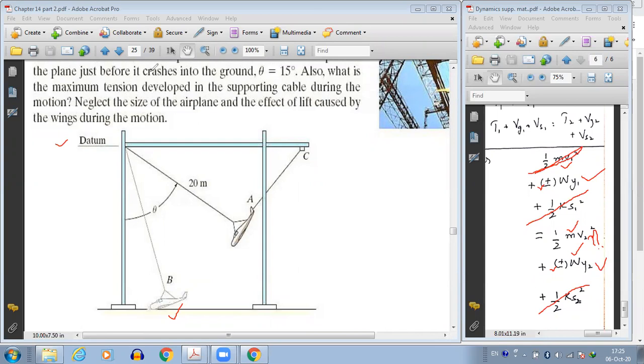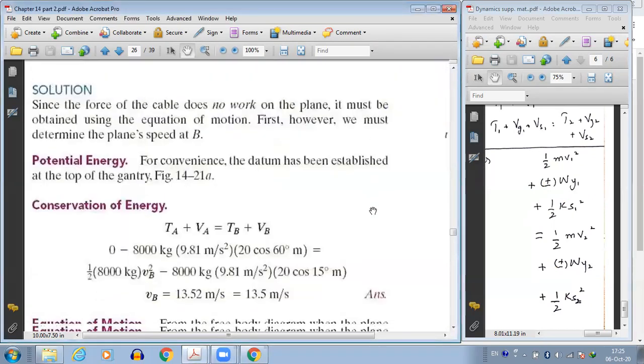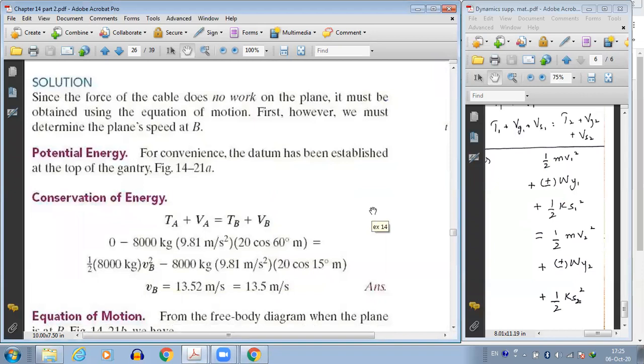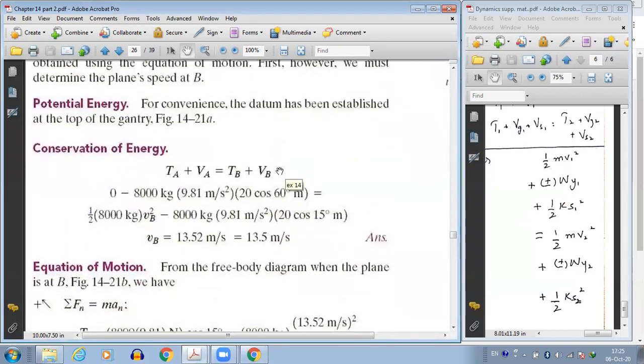Is the solution procedure clear or not? Okay. Anybody wants to ask anything? Okay, you can see here we're doing it between point A and point B, and that's it.